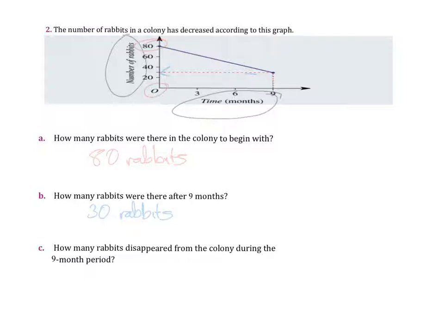The last part says, how many rabbits disappeared from the colony during the 9-month period? So if we started with 80 rabbits and we ended up with 30, so therefore we're going to have to take that away, and we therefore find that there were 50 rabbits that disappeared during that 9-month period.